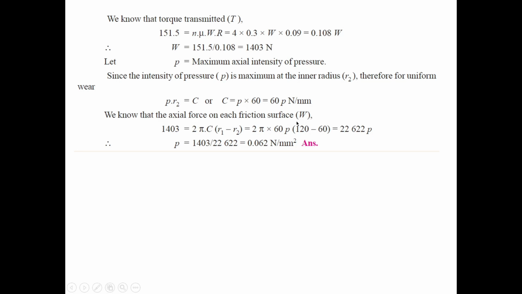We also know that W is equal to 2 pi C into R1 minus R2, the formula for axial force. W has been found as 1403 here, and instead of C we can substitute 60 P. The R1 and R2 values have been given in the problem itself. By substituting all the values, we got the P value as 0.062 Newton per mm square.